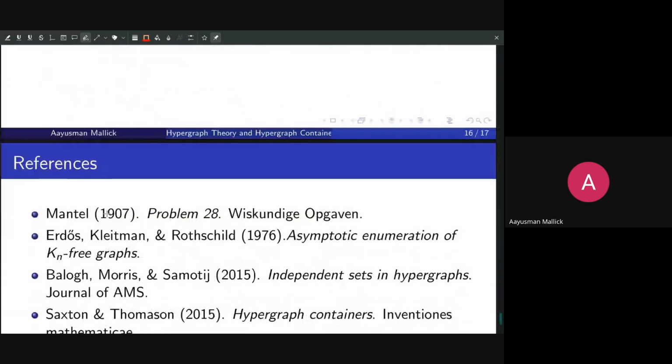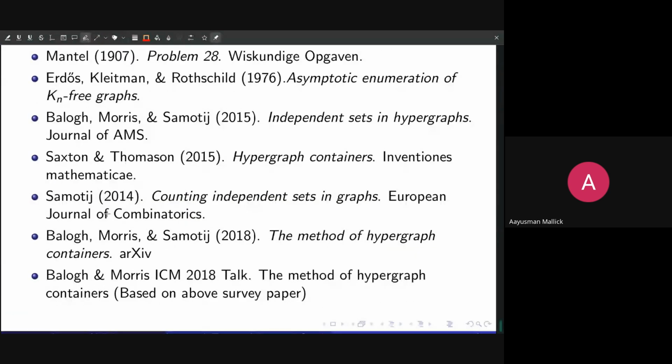The references used for this talk are as follows. If you search for hypergraph containers on YouTube, you will find a very nice talk presented at the International Congress of Mathematicians in 2018. You can also find the paper on the method of hypergraph containers on arXiv, on which that talk was based, and also other resources where this method first came up.